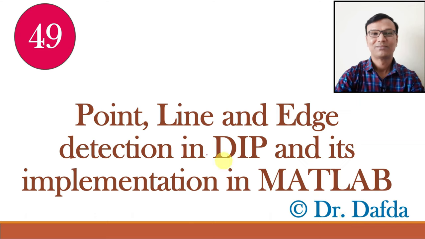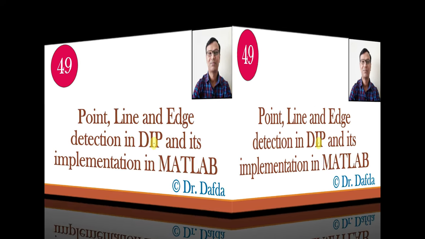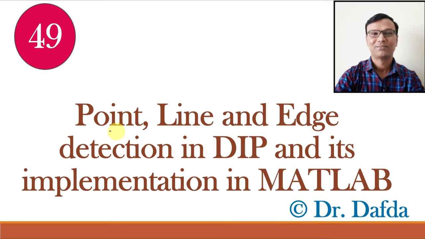I am Dr. Dafda, and in this 49th video class of DIP, we will study point, line and edge detection in digital image processing. Starting with the name, what is the meaning of point? Point is an isolated intensity change in a constant background. What is line? Line is a collection of isolated points. And what is edge? Edge is the boundary between two regions with relatively distinct gray level properties.